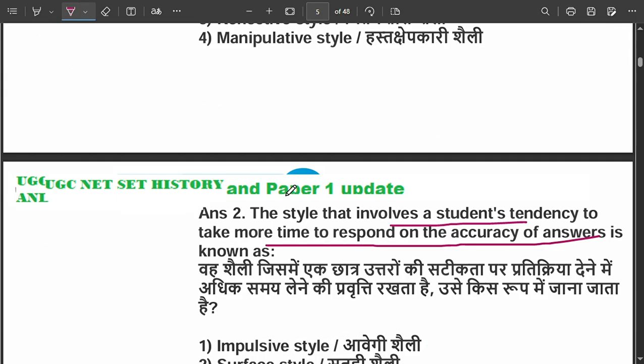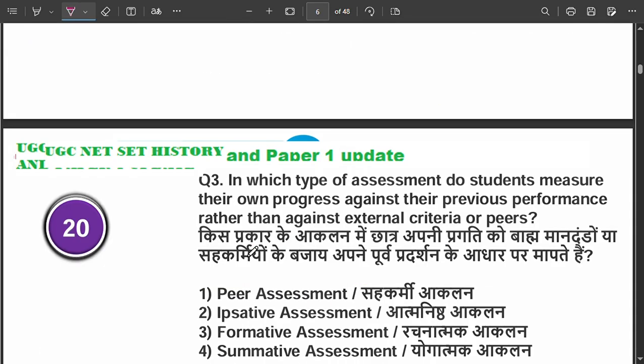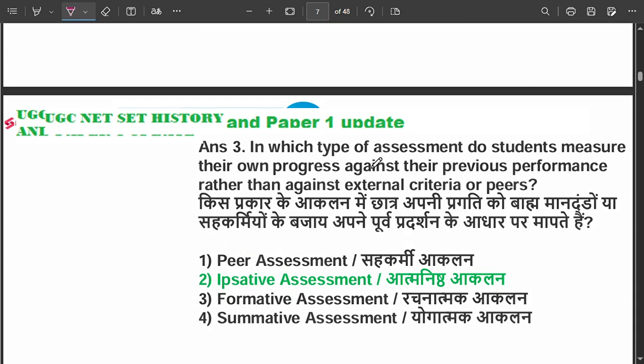Next, question number 2. In the style of involvement, the student's tendency to take more time to respond, focusing on the accuracy of the answer, is known as reflective style. Option number 3 was the correct answer. Next, question number 3. In which type of assessment do students measure their own progress against their previous performance rather than against external criteria or peers? Option number 2, ipsative assessment, was the correct answer.